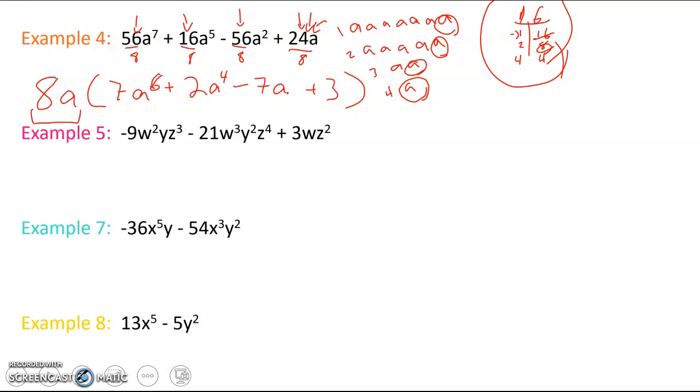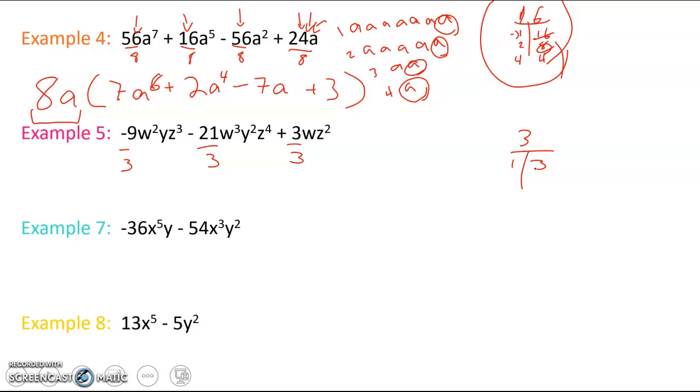Let's work on this example 5 down here. Again, look at my coefficients here. I've got 9, 21, and 3. I look at all the numbers that can divide those numbers. It just so happens that 3 can divide all of them. If you look at the lowest number here, which is 3, the only two numbers that multiply to make it are 1 and 3. I don't count decimals, so 1 and 3.